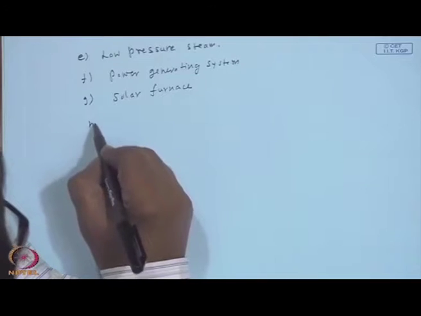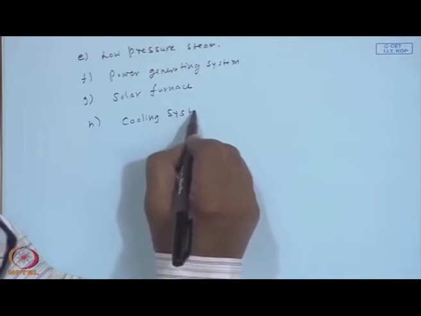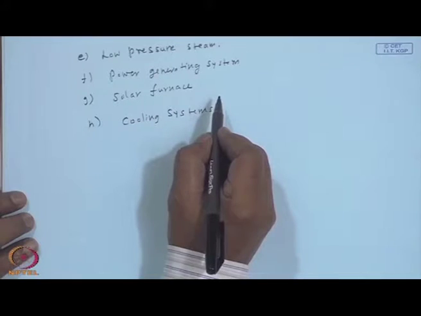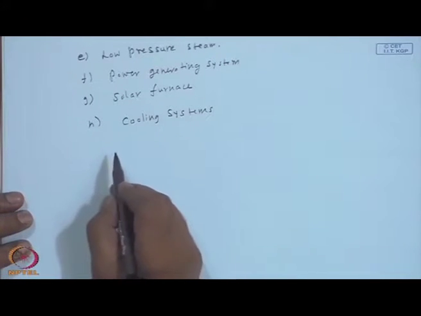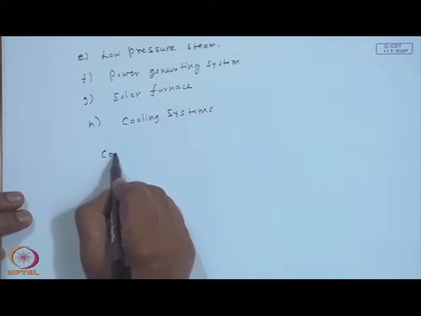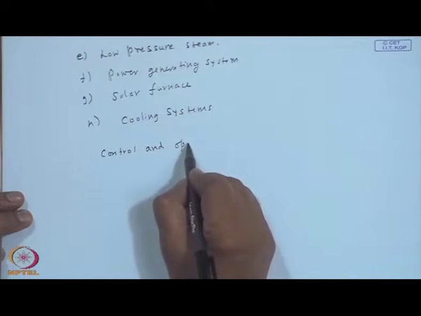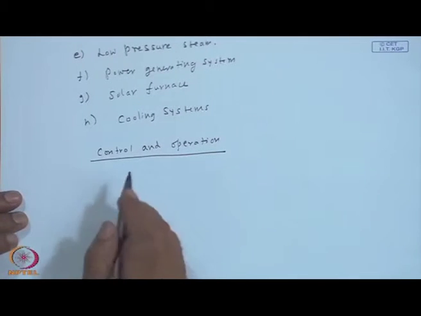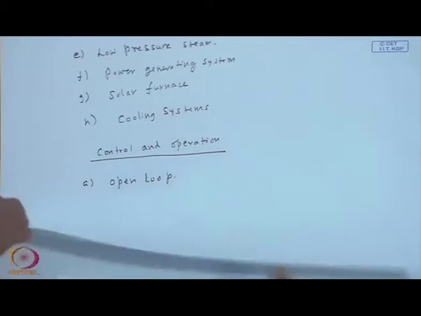And H could be cooling systems, including absorption type or compression type refrigerators and cooling of the room or cold storages. And then you may have classification based upon control and operation. This is an important aspect. From the efficiency point of view or the effectiveness point of view, though not necessarily from the classification point of view only, you can have an open loop, say for example, you have got a collector.